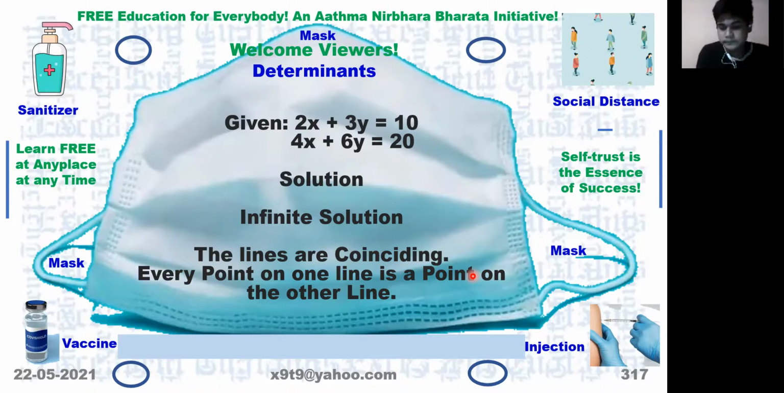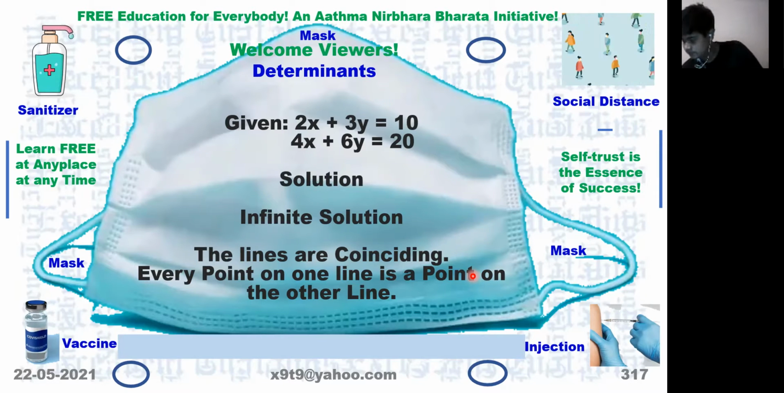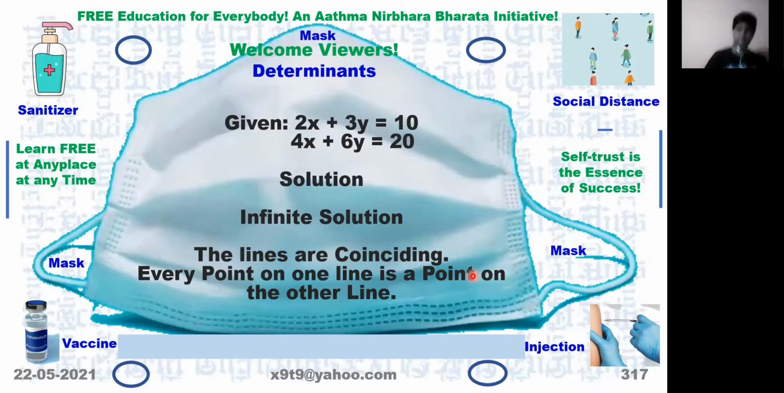In the previous class, the two lines were intersecting at one point. Now, one we did with parallel lines and one with coinciding lines. When they intersect, only one specific answer is there, and that is called a unique solution. When lines are parallel, there is no solution because they won't intersect at all. And when they are coinciding with each other, there are infinite solutions.